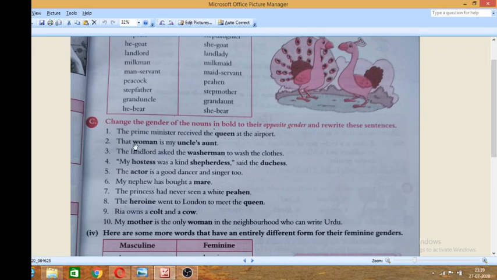Next, that woman is my uncle's aunt. So what will be the answer? You have to do it. Write it down. Just change the gender and the answer will be done. Clear?